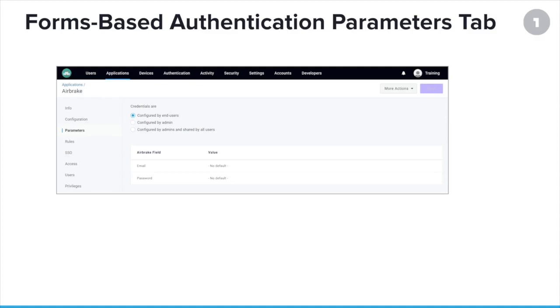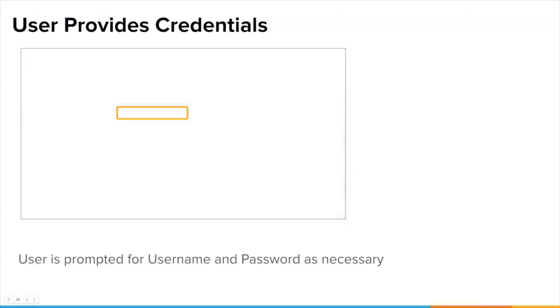With forms-based authentication, users can provide their own credentials and change them through the OneLogin portal, or administrators can control the passwords for each user, or it could be configured such that all users logging into the application are going to use the same set of credentials. Which option is configured for the application is set on the Parameters tab of the app connector itself, as we can see here with Airbrake and its Parameters tab.